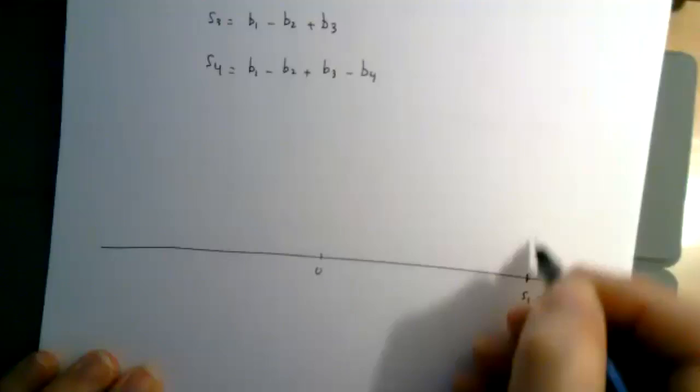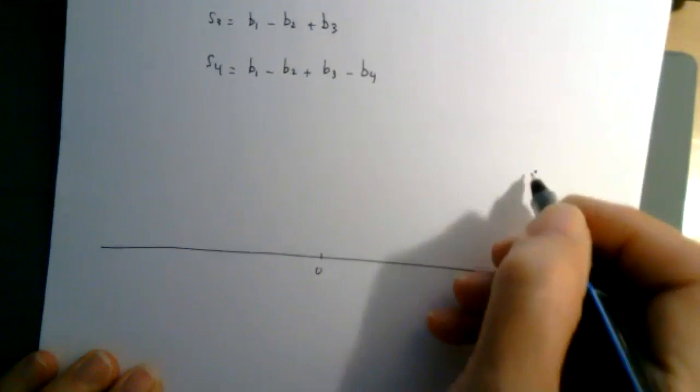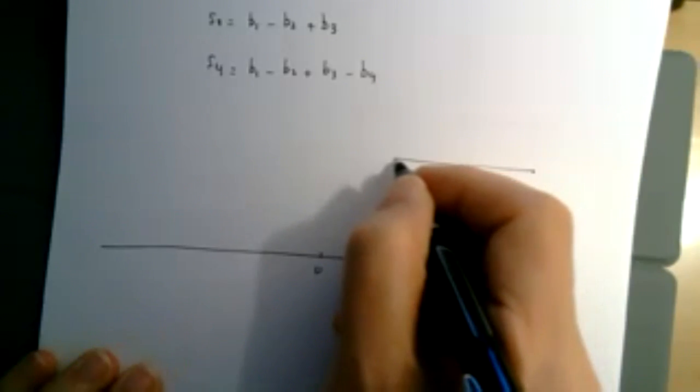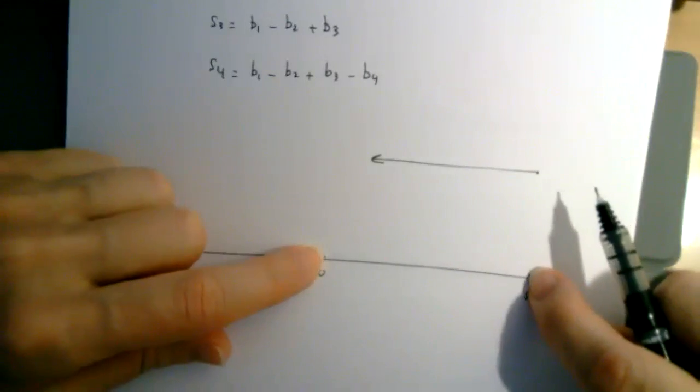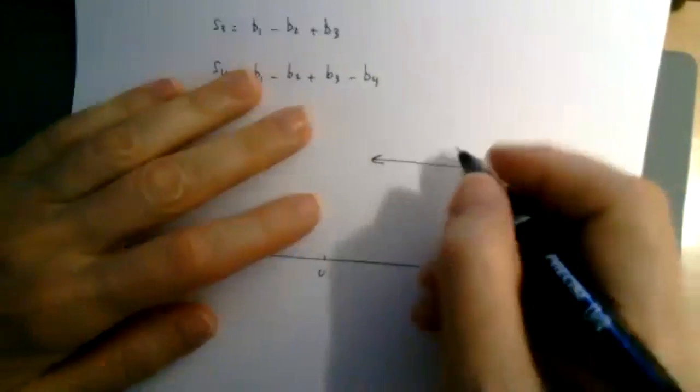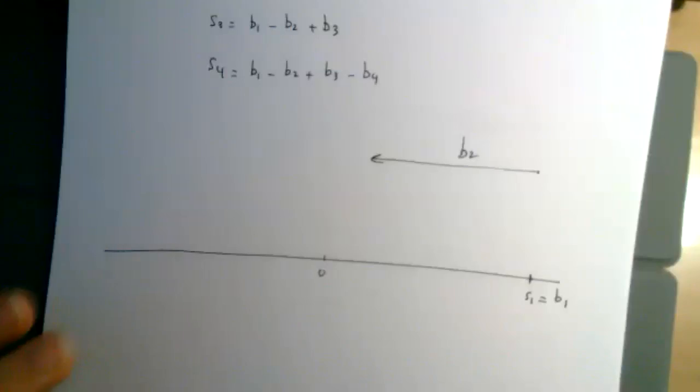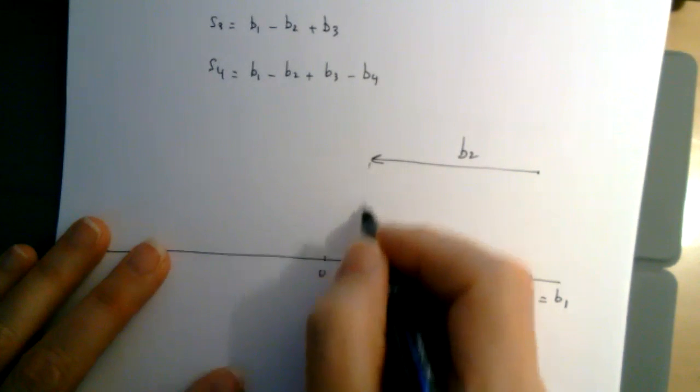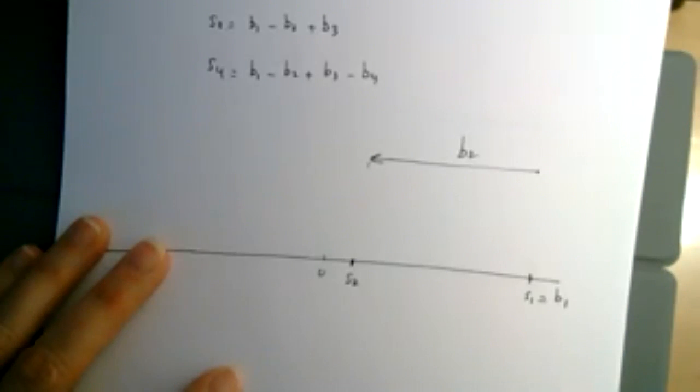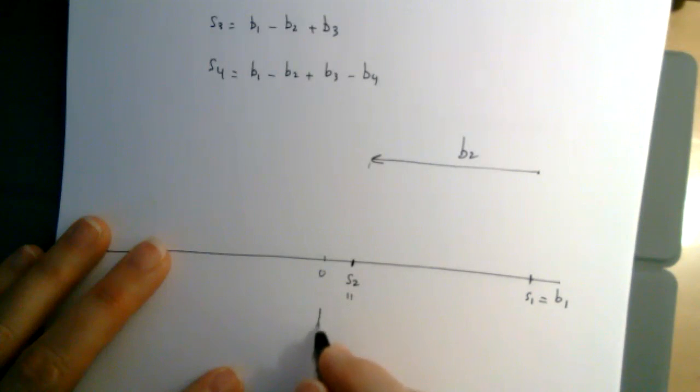So I'm going to draw B2 here. So this is S1, and I'm going to take a little bit. B1 is from here to here. B2 is less. So B2 is going to be here. So what is going to be my S2? My S2 is right there. It's B1 minus B2.